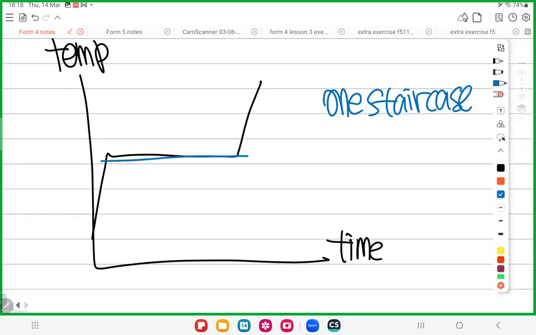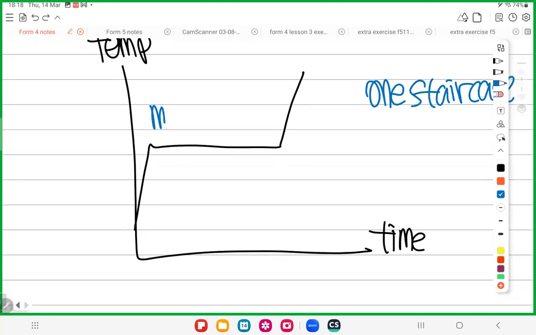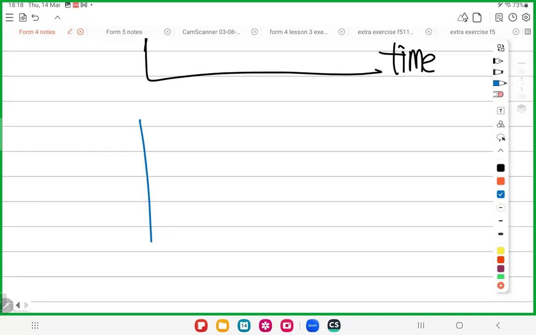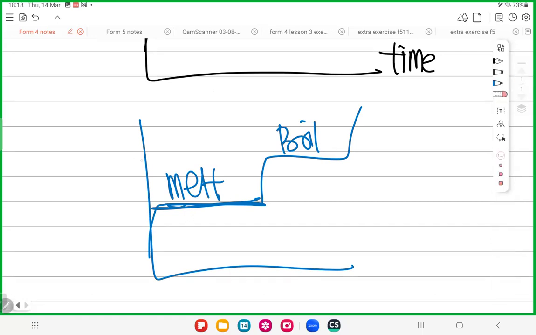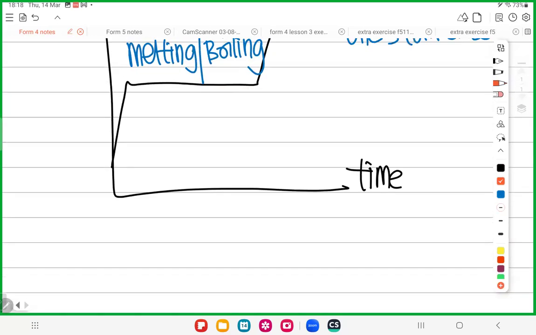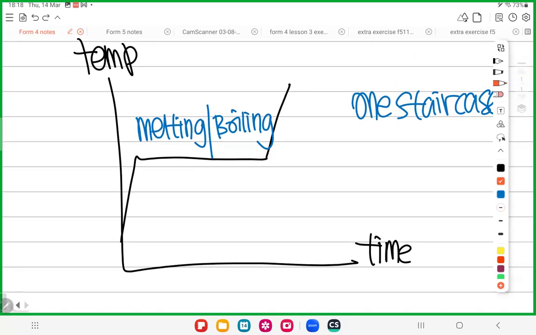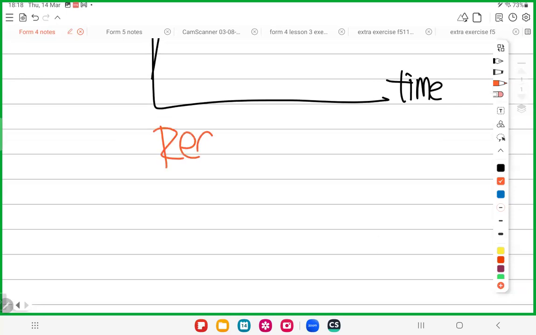When you only have one staircase, this staircase may represent a melting process, or maybe it represents a boiling process, because if they only give you one staircase, it can be melting, it can also be boiling. With 2 staircases, very easy: the first one must be melting, the second one must be boiling. The problem is always with one staircase. So when you only have one staircase, how on earth do you know whether it's melting or boiling? In this case, you must read the question carefully.